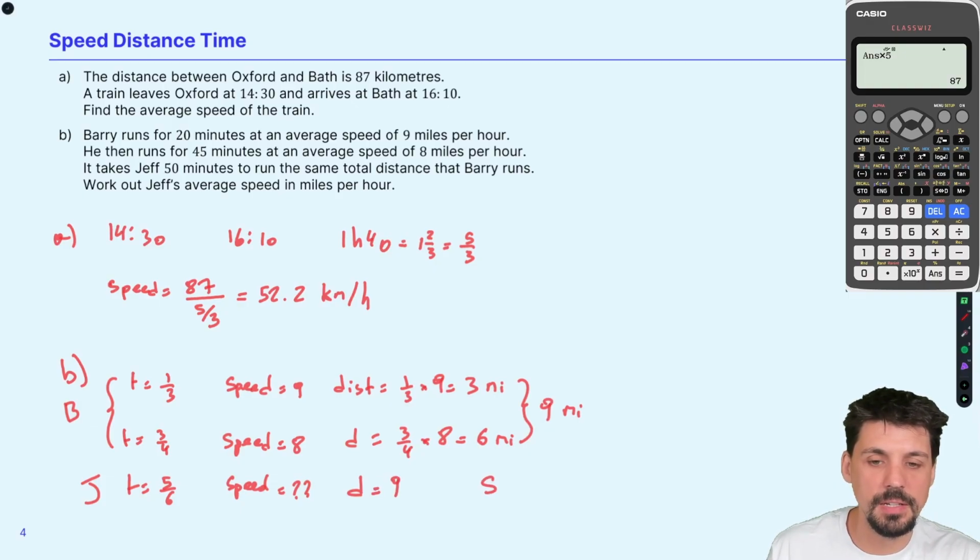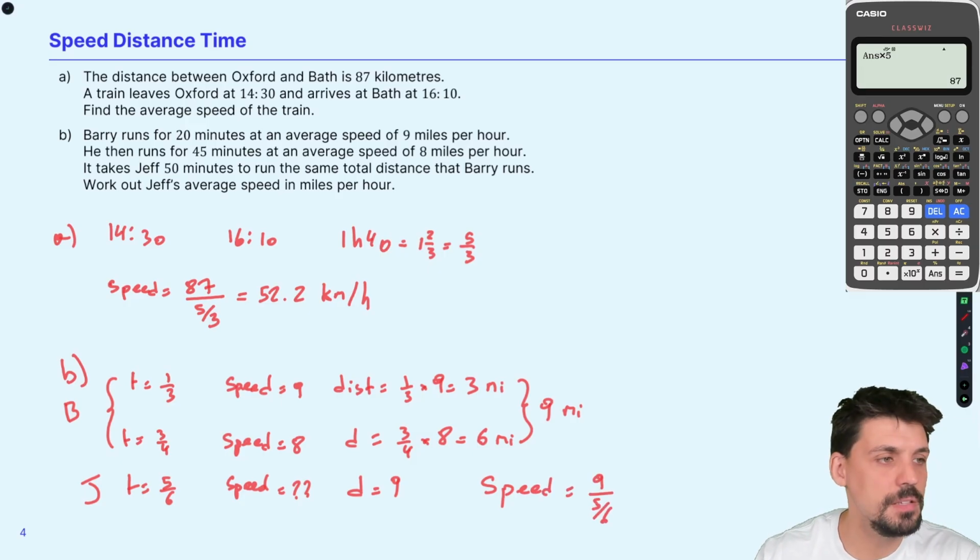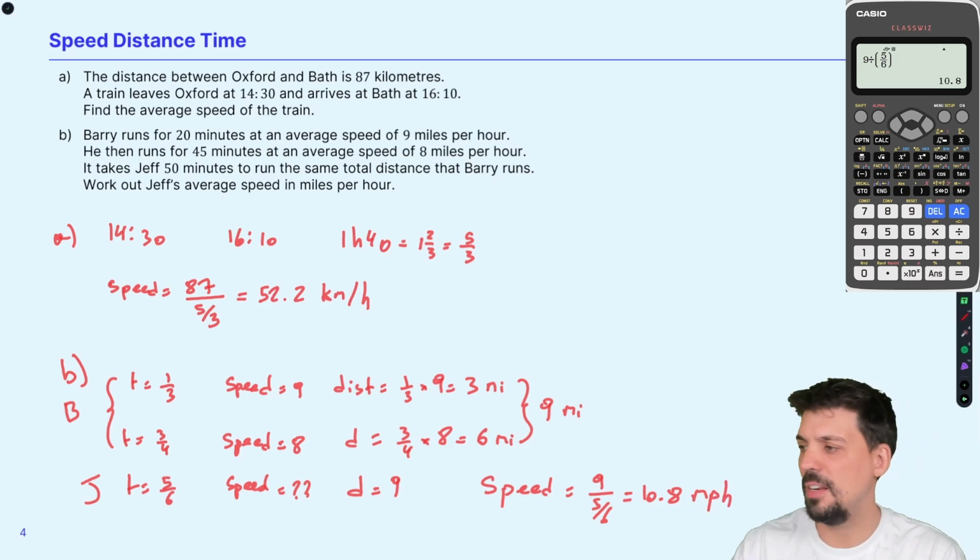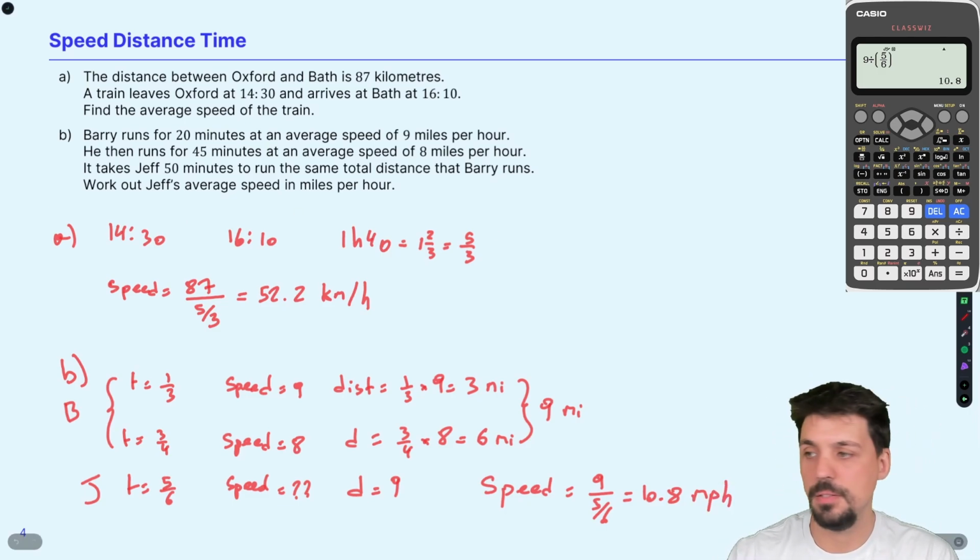So his speed is 9 divided by 5/6. Paranoid use of brackets, which is 10.8 miles per hour. Just a little bit faster. Wicked.